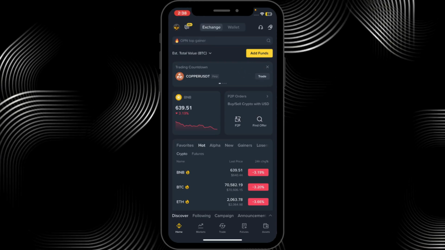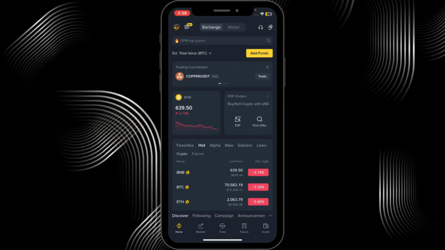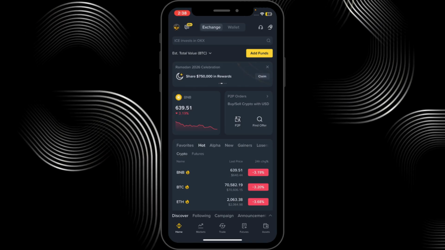We're going to guide you through how to place your first trade on Binance futures. So first of all, you need to fund your account.